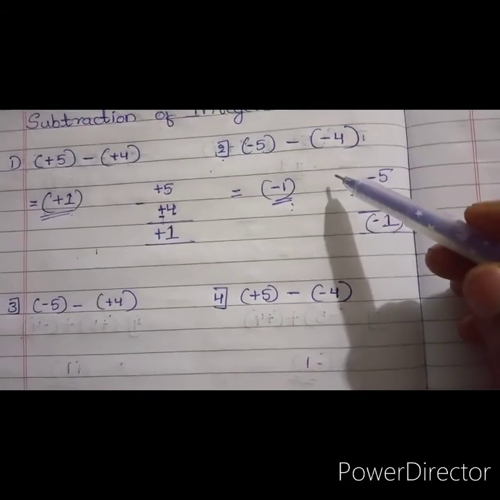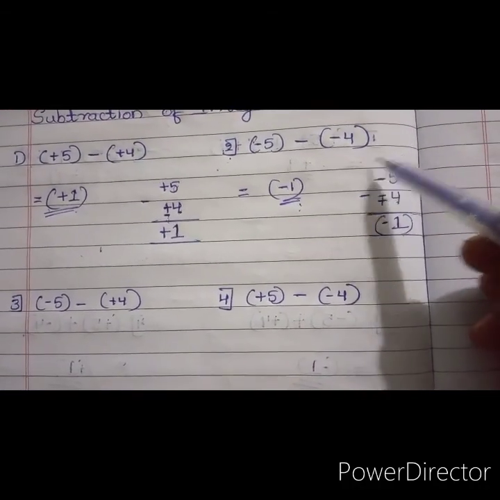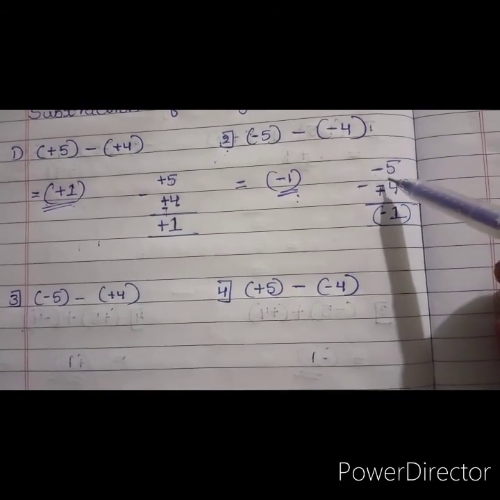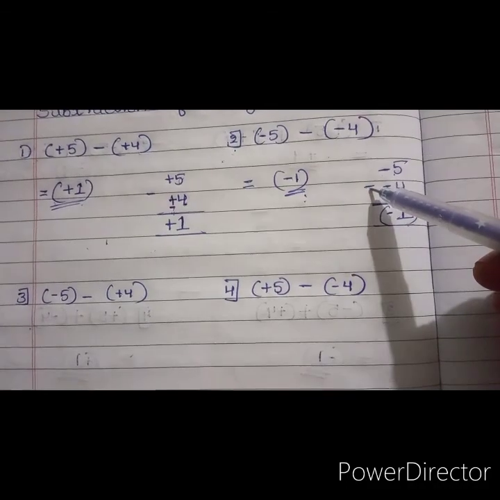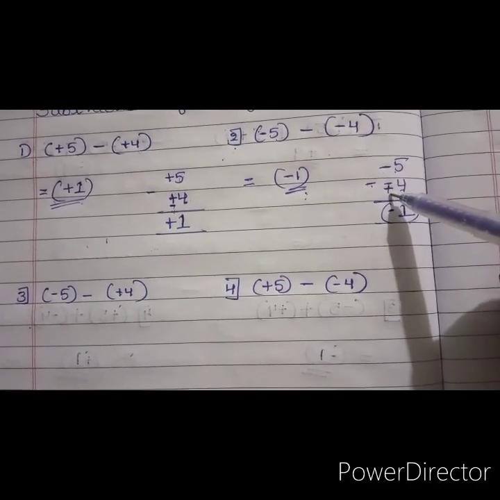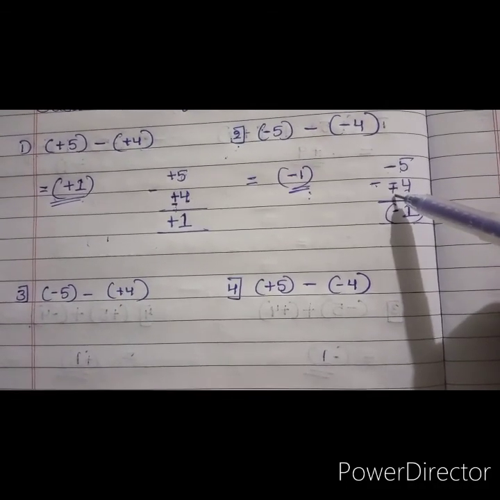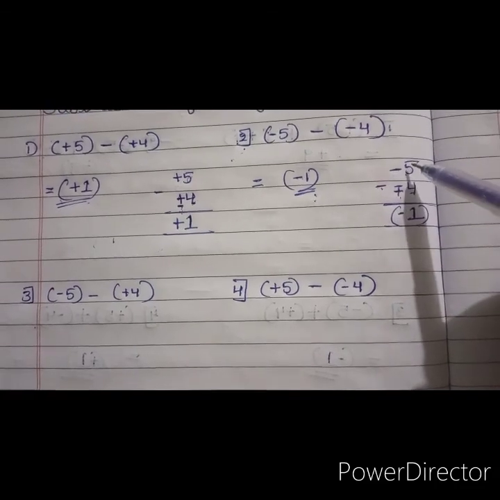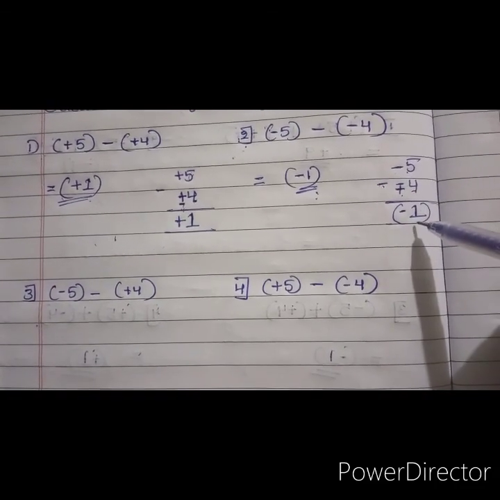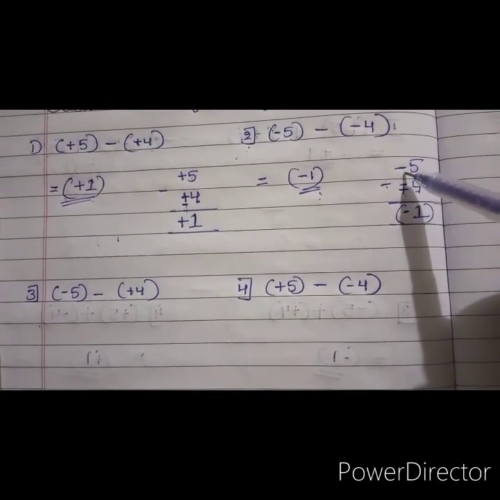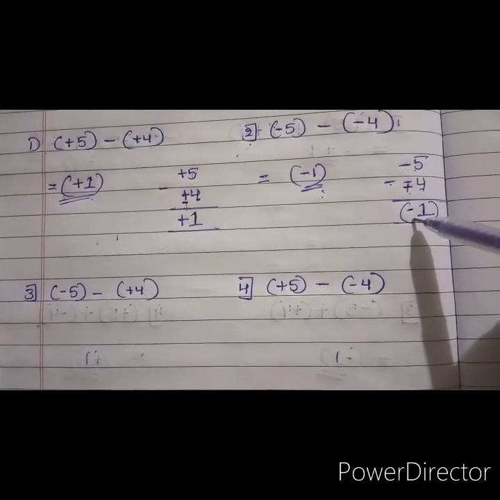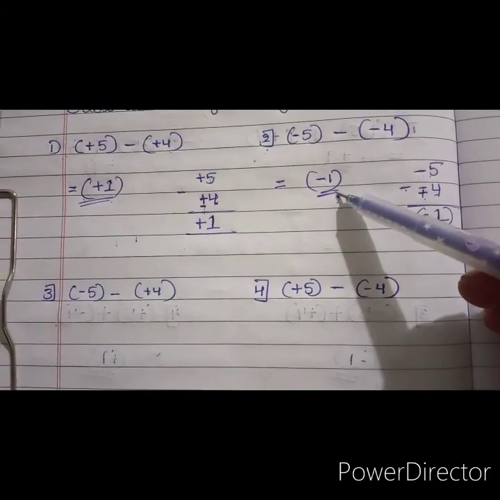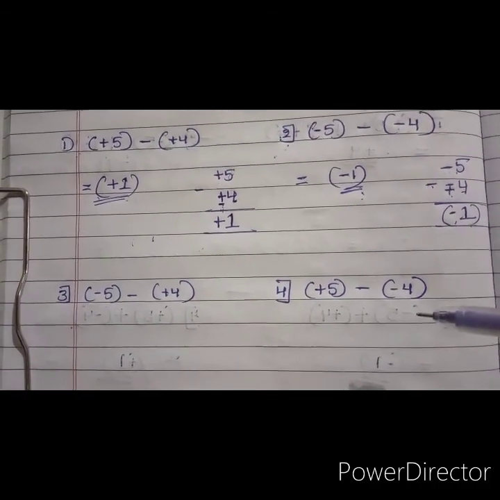Second one, minus 5 and minus 4. Here these two are negative integers. Minus 5 and minus 4. So what we are doing? We are subtracting. So change the sign. Then it becomes plus. Now 5 minus 4, which is equals to 1. So the biggest digit having negative sign. So give the negative sign here also. So now what's the answer? Minus 1 is the answer.